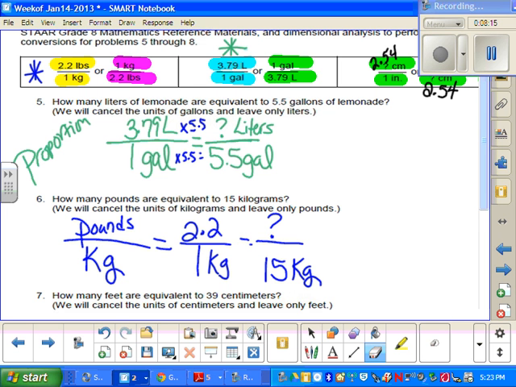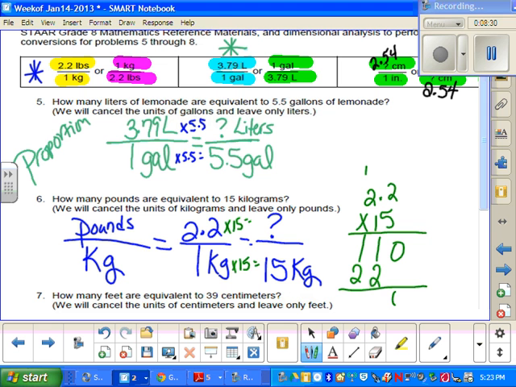So now we can say 2.2 times 15 to get how many pounds we have. So multiplying that out, we get 33 pounds as our answer.